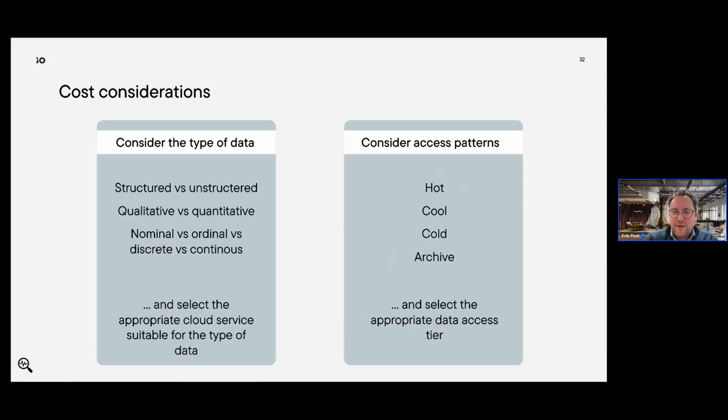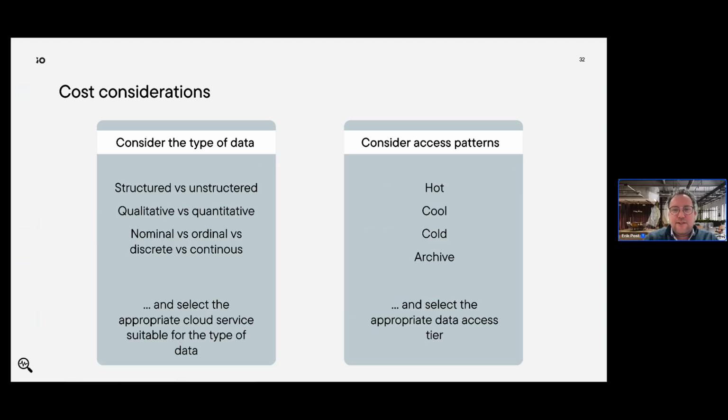not all data is handled in the same way. There are different types of data. For example, if you have time series data like measurements of some kind of sensor, you would want to store that and process that in a different way than just having unstructured data or structured transaction data. So you really need to carefully consider what kind of service you use and what kind of service characteristics fit to that use case. And the same applies to the access pattern.